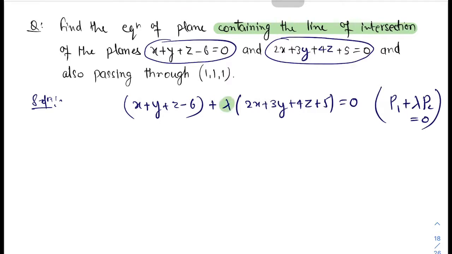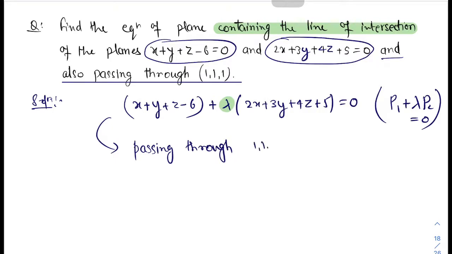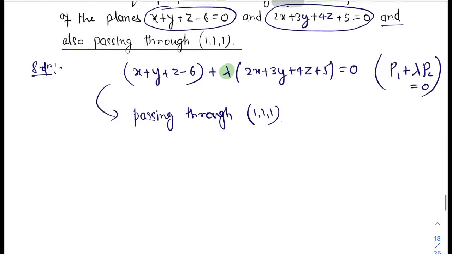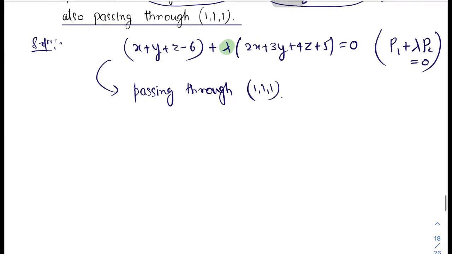Just read the question. There is some extra condition. That condition is the plane is passing through what? Through the point 1 comma 1 comma 1. If this plane is passing through the point 1 comma 1 comma 1, then this point must satisfy the equation of the plane, that is 1 plus 1 plus 1 minus 6 plus lambda times 2 plus 3 plus 4 plus 5 equal to 0.